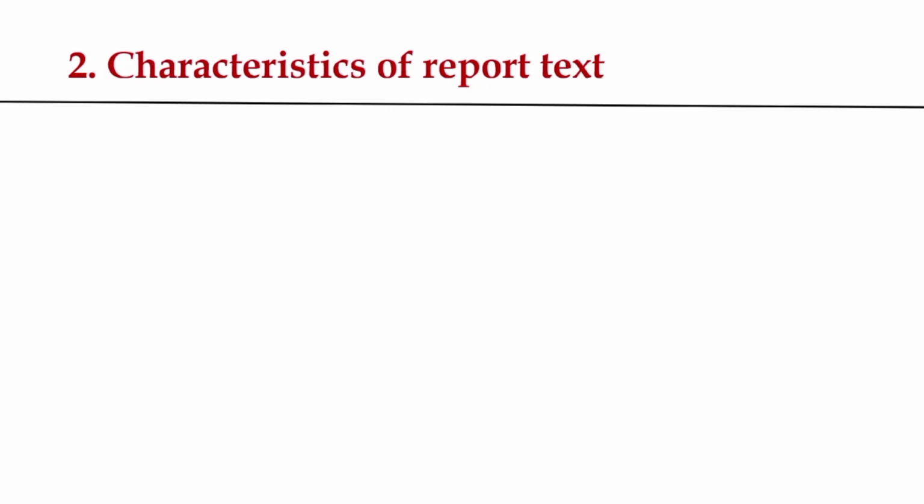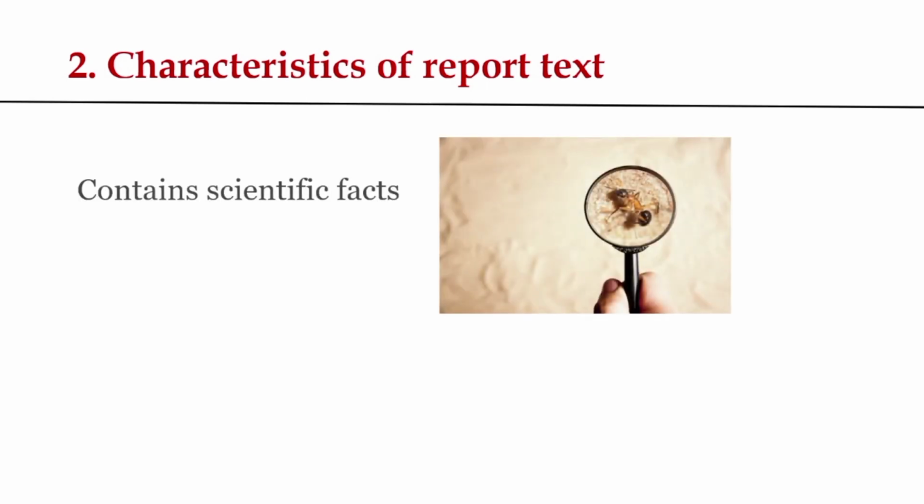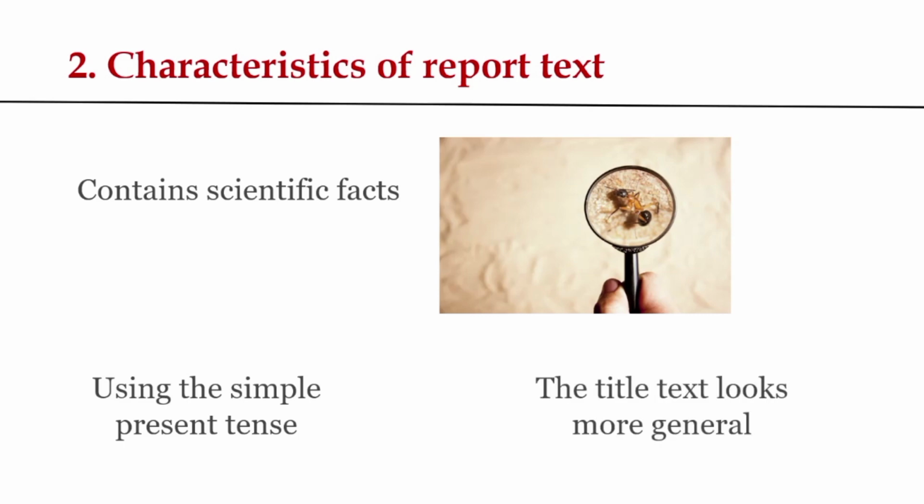Characteristics of report text. It contains scientific facts. Yes, it is scientific because it is observed through systematic observation. That's why it contains scientific facts. And it uses the simple present tense. And the title text looks more general. Yes, that's what makes report text different from descriptive text. We'll be talking about the difference later at the end.